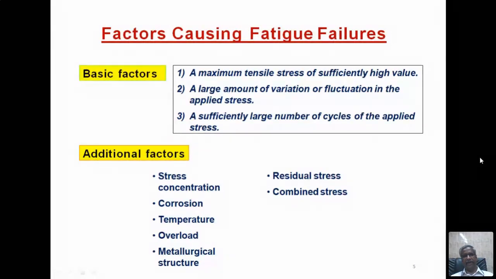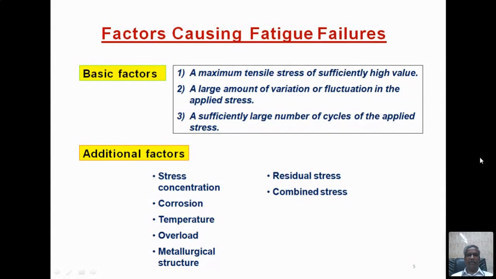A cycle is nothing but variation in the stress, maximum to minimum. That's the cycle, one cycle. So the number of cycles should be large. You need a tensile stress, that is the plus pulling stress, and that should be maximum, and the stress should be fluctuating, and the fluctuation also many number of times. So these are the basic factors.